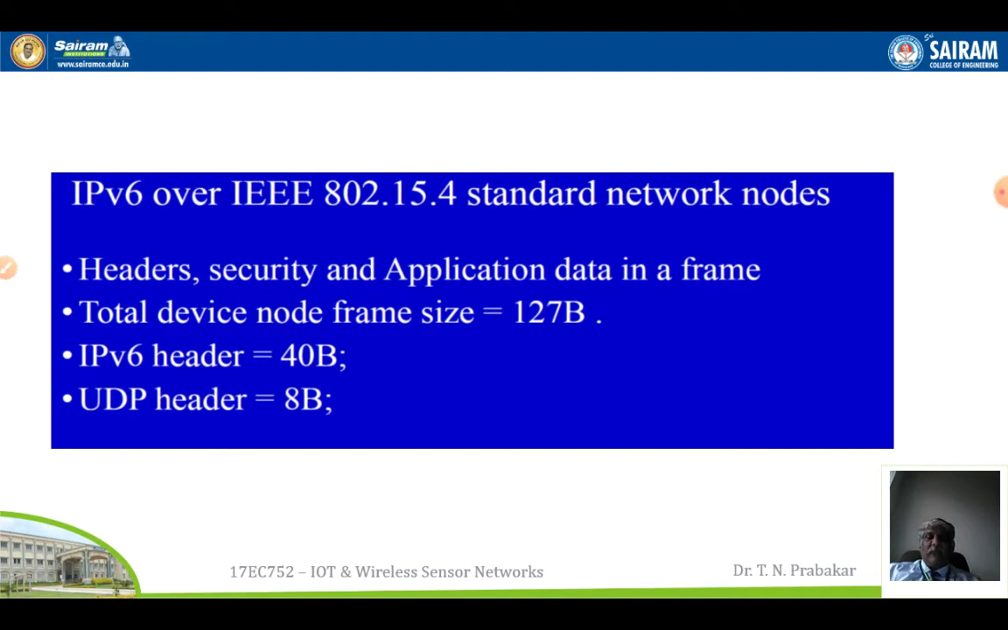And there is some header, the security, and the application and data frame, all these things are standardized. What should be the header size, what should be the header structure, and what type of security has to be implemented, and what are all the data applications that can be there, right? So all these things should be available there. And they have decided that the device node frame size should be 127 bytes, the IPv6 header size is 40 bytes, and the UDP header size is 8 bytes, right?